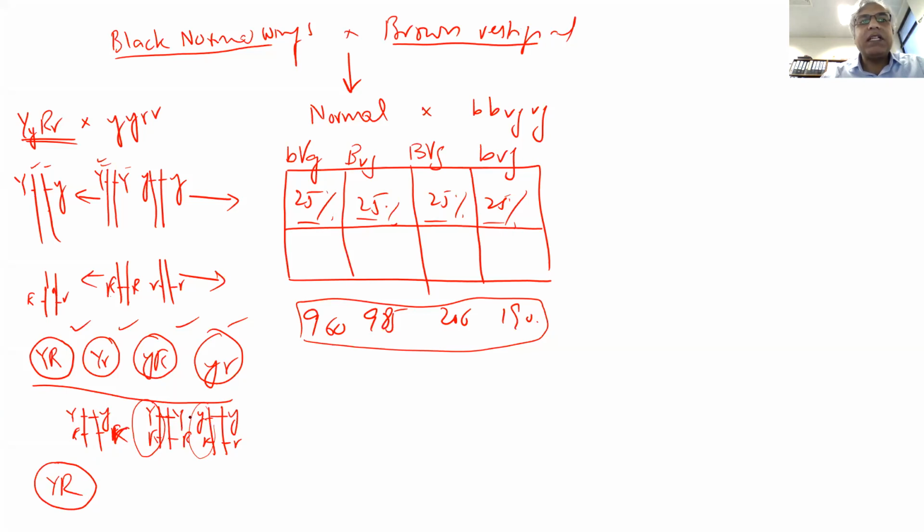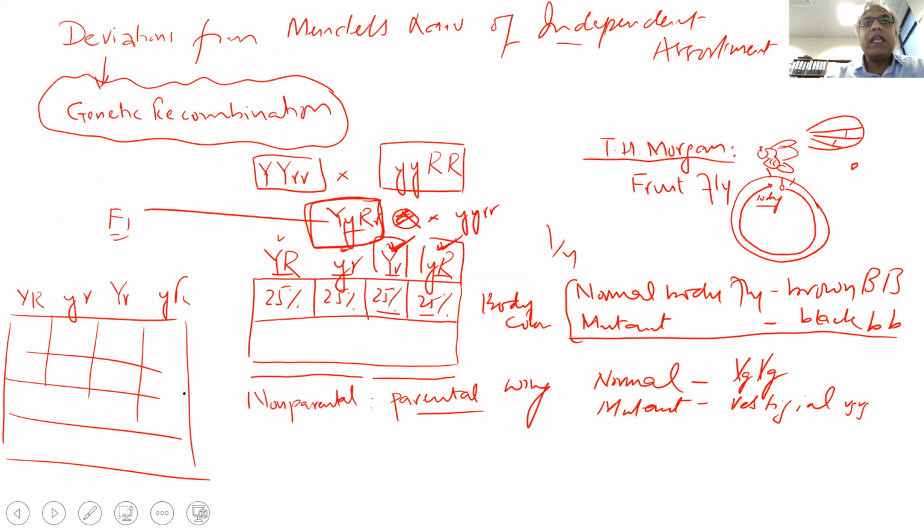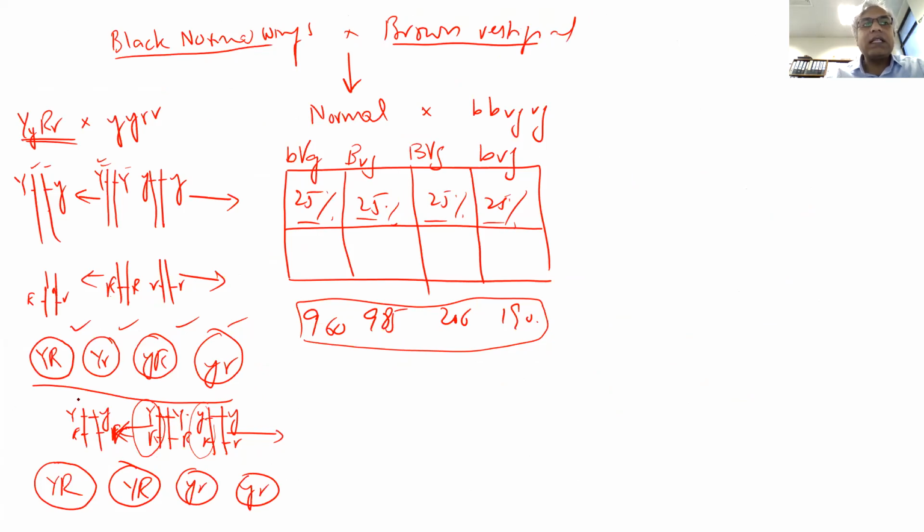So after reductional division, these two homologs, this will go to one pole, this will go to the other pole, and after completion of meiosis, we will get gametes, this one or this one. Which means if they reside on the same chromosome, we should get 50% each parental. We should not get any non-parental because they are on the same chromosome.